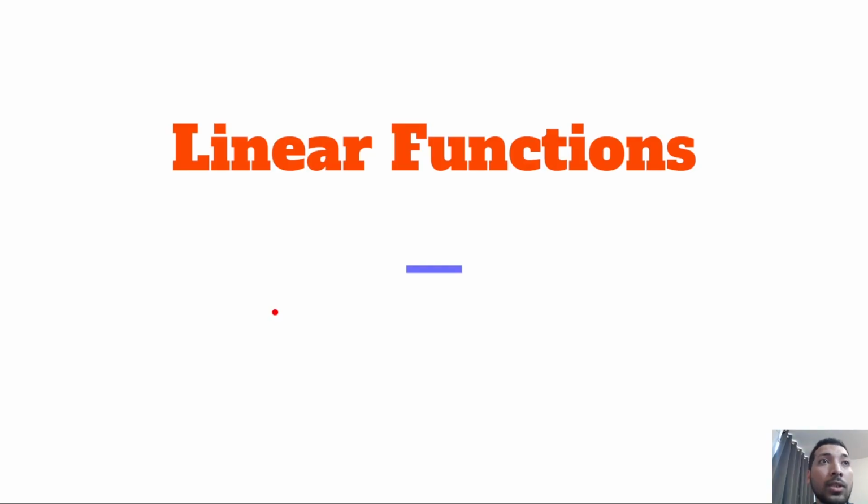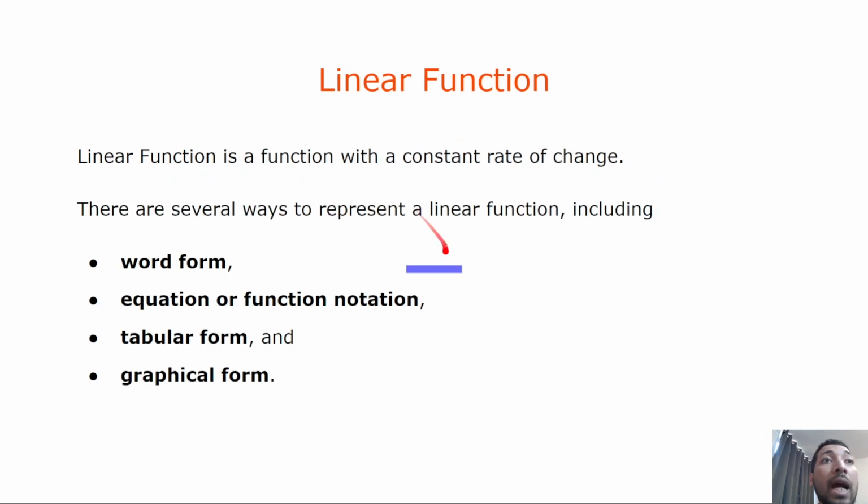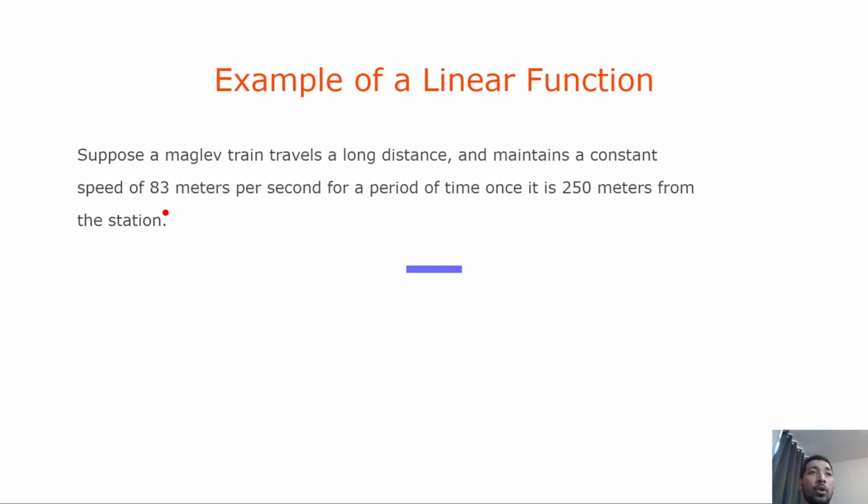Okay, so let's start this topic, linear functions. A linear function is a function with a constant rate of change. If there is no constant rate of change, that function is not linear. Now we can have several different ways to represent a linear function. We can have word form, we can have equation or function notation, we can have tabular form, or we can have graphical form. Let's look at this scenario over here.